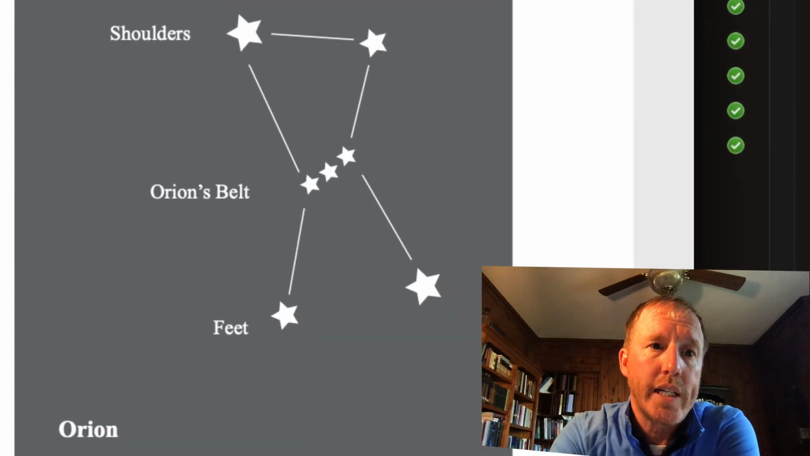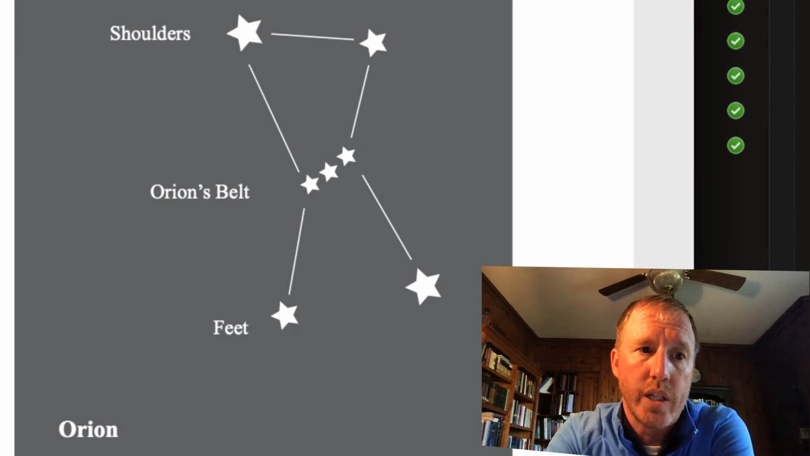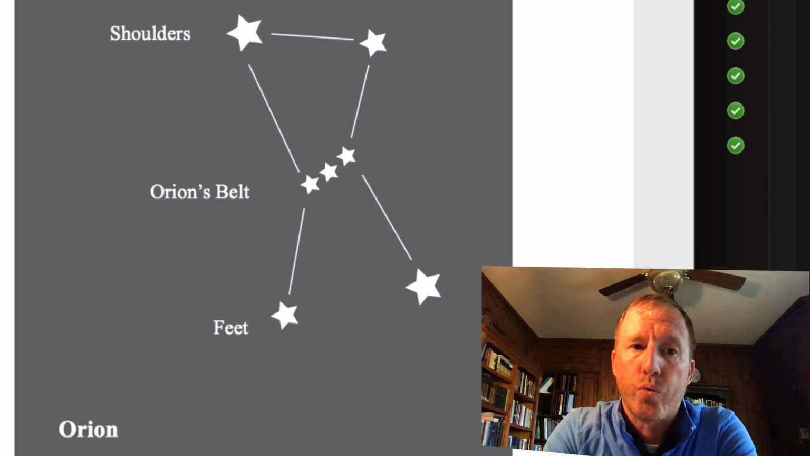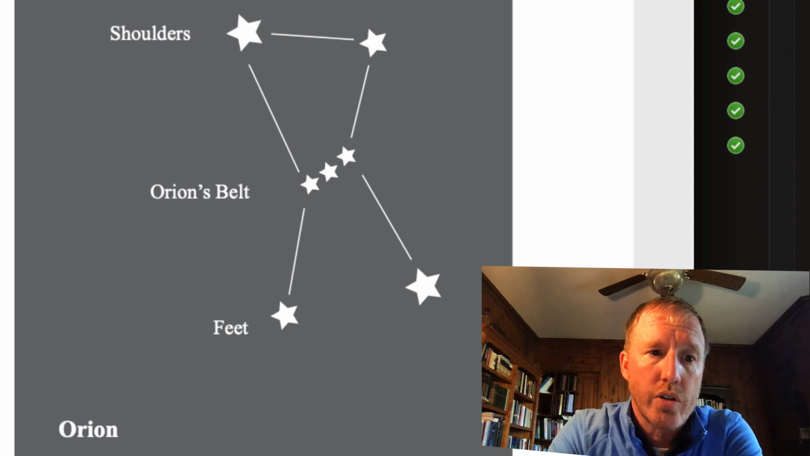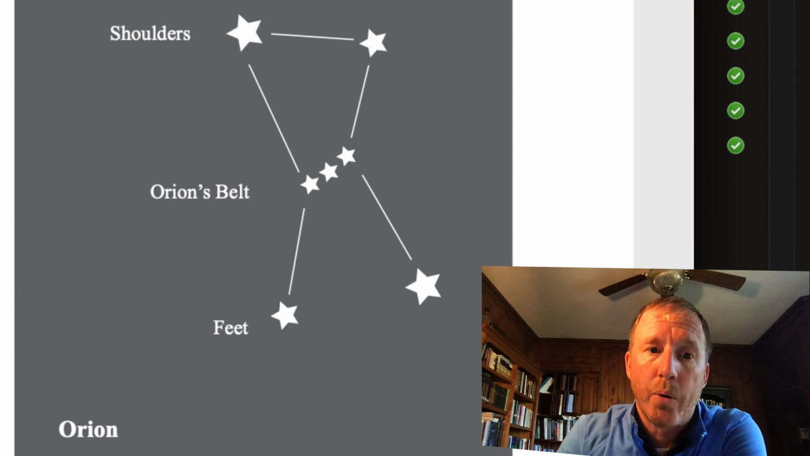Orion has 3 distinct parts. His shoulders are the topmost stars that you see. Orion's belt is his most famous feature. It goes right across his middle, 3 bright stars right in a row. 2 stars form his feet and complete the picture. So Orion is easy to find, so distinctive that we'll use him as our main guidepost constellation.